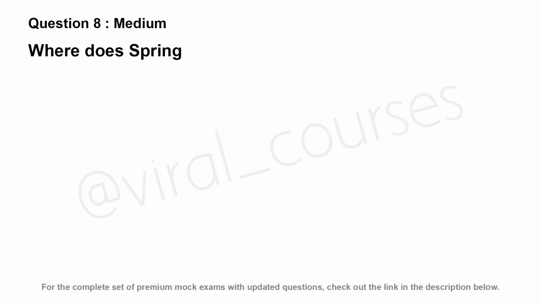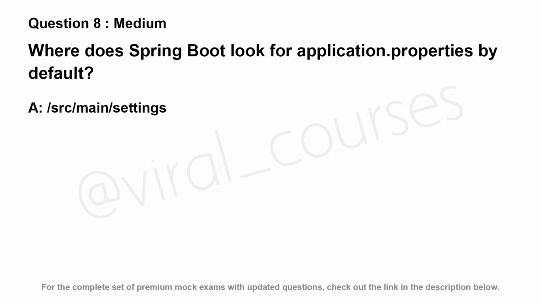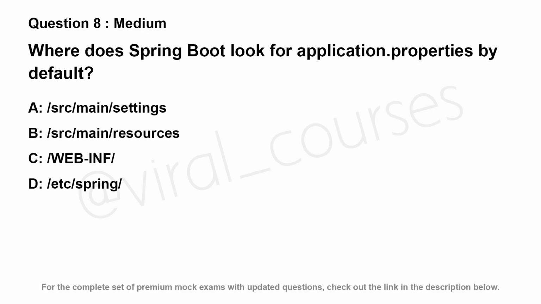Where does Spring Boot look for application properties by default? Option A, src/main/settings. Option B, src/main/resources. Option C, WEB-INF. Option D, /etc/spring.